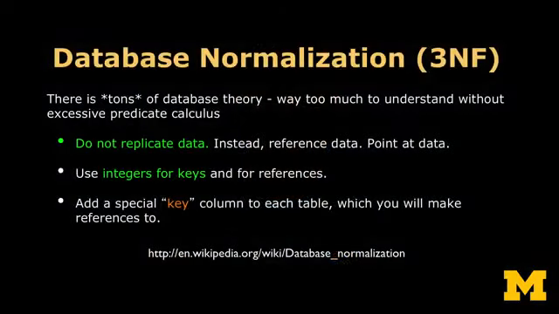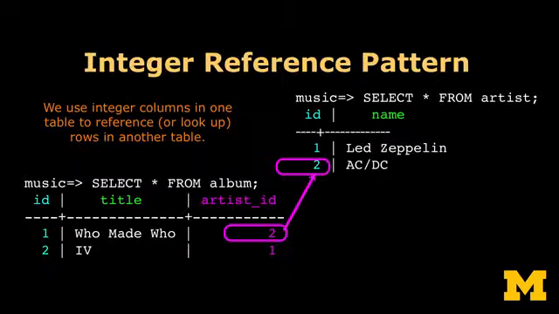First, don't replicate string data. Reference the data, point at data. It's a form of compression. Then use integer keys for your primary keys and for your references, and put that primary key in each column, which we talked about already. So rows end up in these columns.